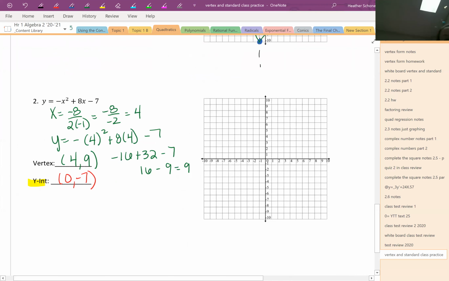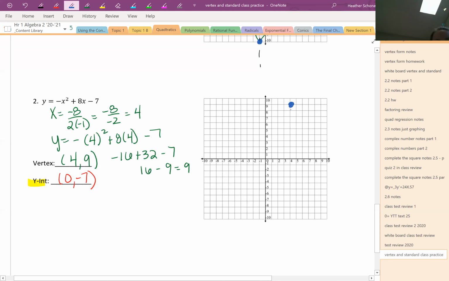Okay, and our last one that's in standard form, I did the opposite of A over 2B. And that gave me the vertex of 4, or the x-coordinate of 4, and I plugged it in and I got 9. So my vertex is 4, 9, which is this point up here.